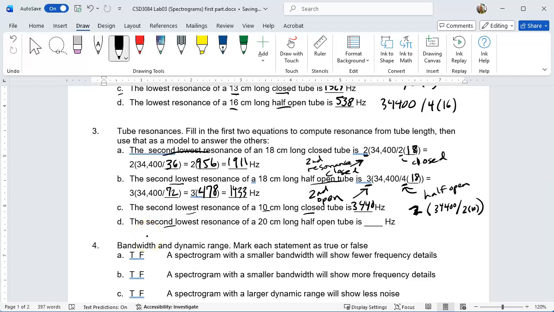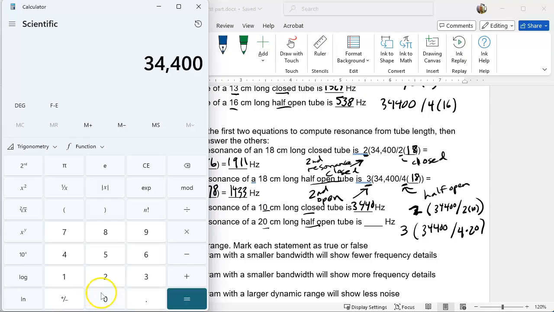All right, second lowest resonance, half open tube, tube length 20 centimeters. Since it's half open, second lowest resonance is an odd multiple. 34,400, my speed of sound, is a constant. And then again, half open tube, so it's 4 times the length of the tube. I should use a dot, actually, it's a little cleaner, which is 20 in this case. So 34,400 divided by 4, half open tube, divided by 20, length of the tube, multiplied by 3, because it's the second resonance of a half open tube, where the odd multiples are resonances, gives me 1290.